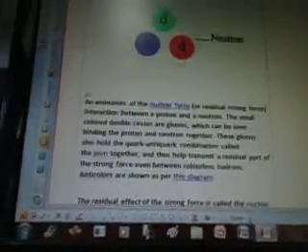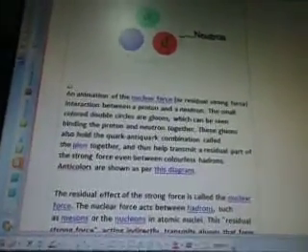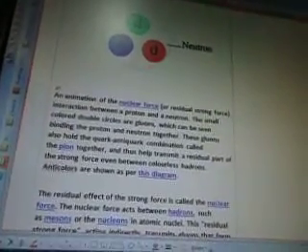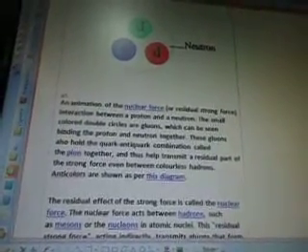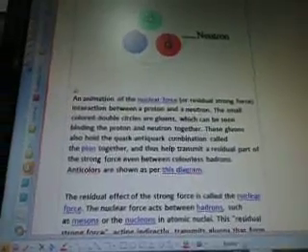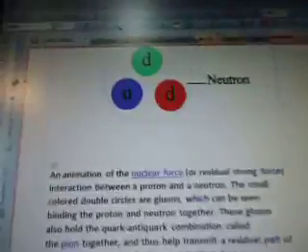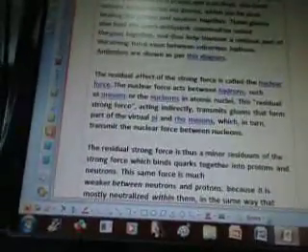There you go. Okay, so an animation of the nuclear force, or residual strong force, interaction between a proton and a neutron. The small colored double circles are gluons, which can be seen binding the proton and neutron together. These gluons also hold the quark-antiquark combination called the pion together, and thus help transmit a residual part of the strong force between the colorless hadrons. Anticolors are shown as per this diagram, which is this one here. Okay? The residual effect of the strong force is called the nuclear force.